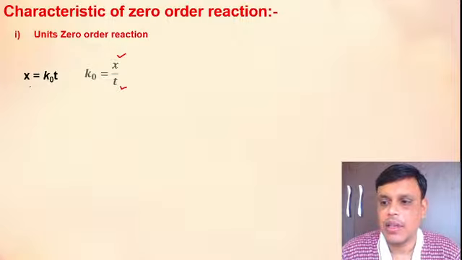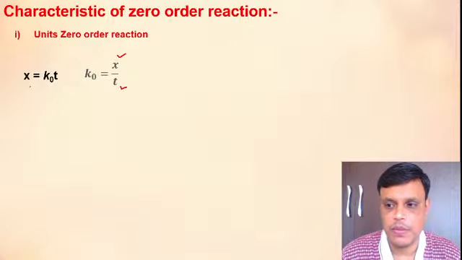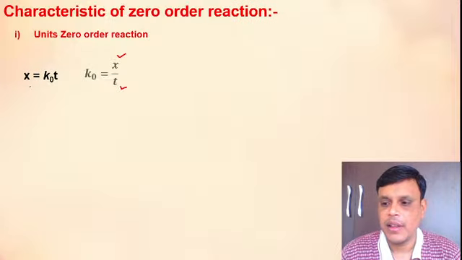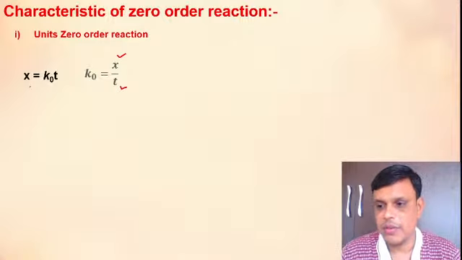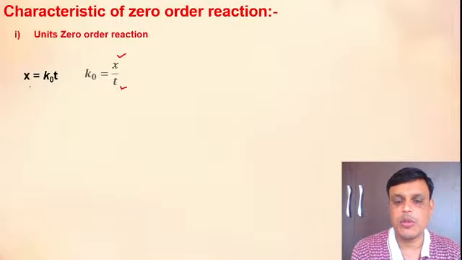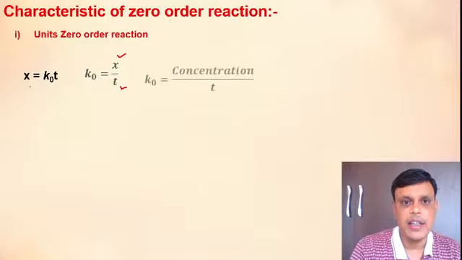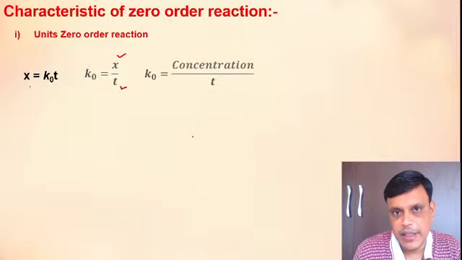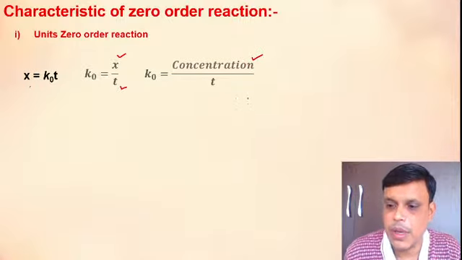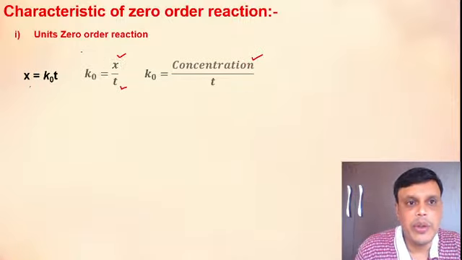X is what? X is the concentration of product formed. So what is the x term? It is concentration. Chaitanya, correct. X is the product and t is time. Very good, Chaitanya. X is the concentration of product formed and t is the time. So here, k0 is equal to concentration by t. We will be deriving the units for zero order reaction.